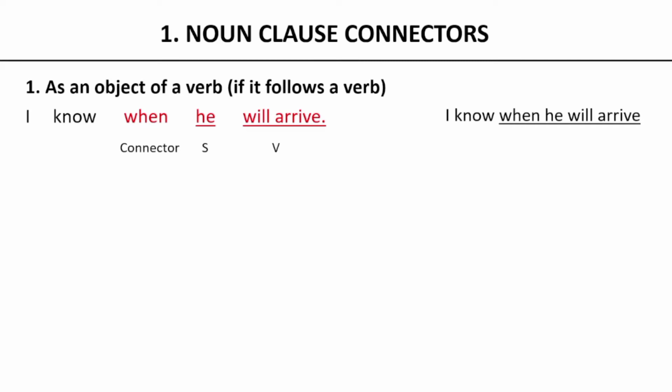So this is the first function, as an object of a verb. Okay, I know, and the object of the verb is when he will arrive.